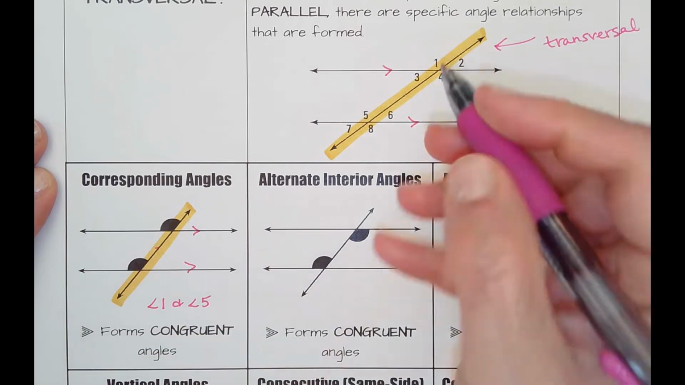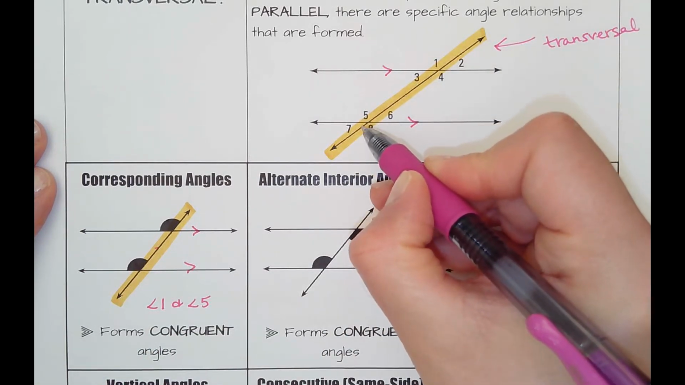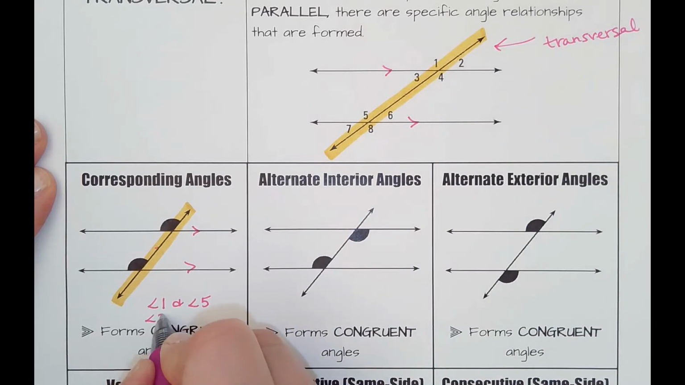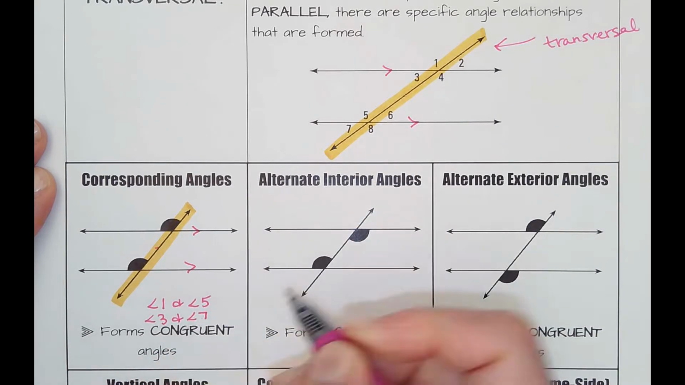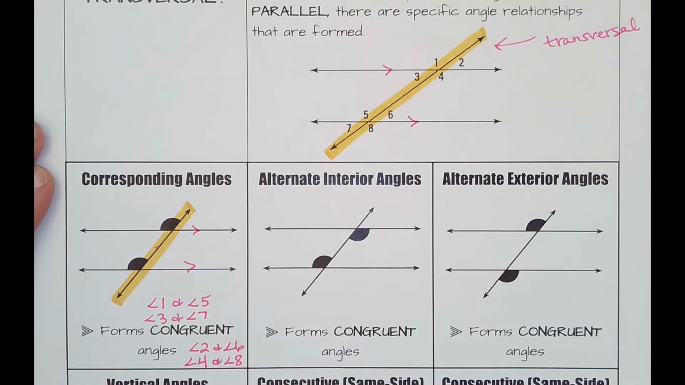Can you find any other ones? It could be like 3 with 7. It could be 2 and 6. It could be 4 and 8. They all correspond, and they're in the same location as one another.